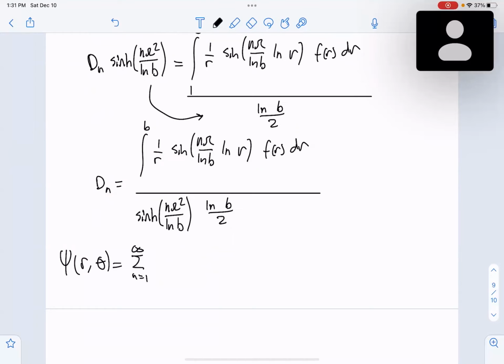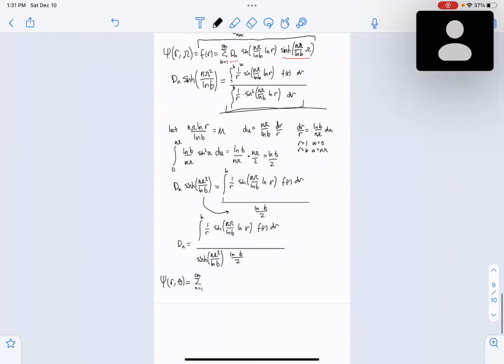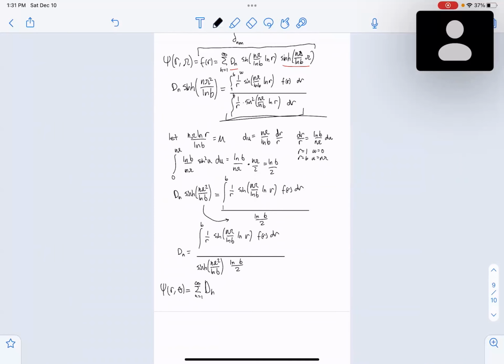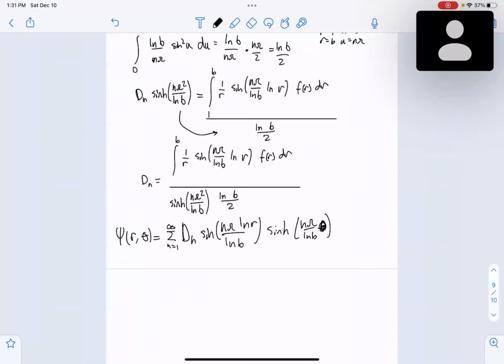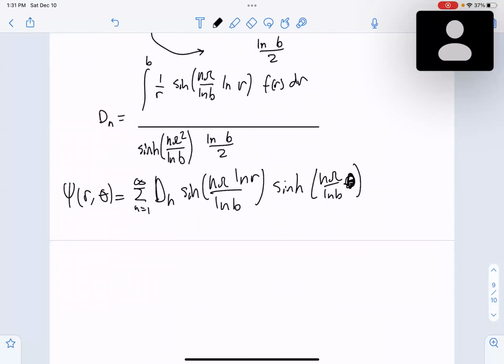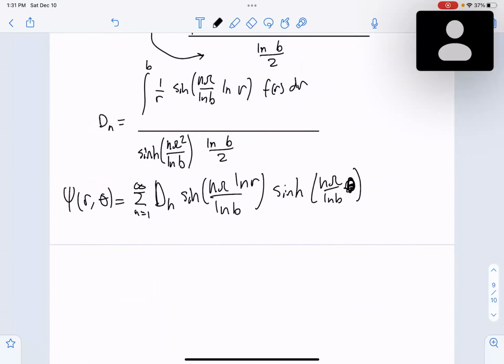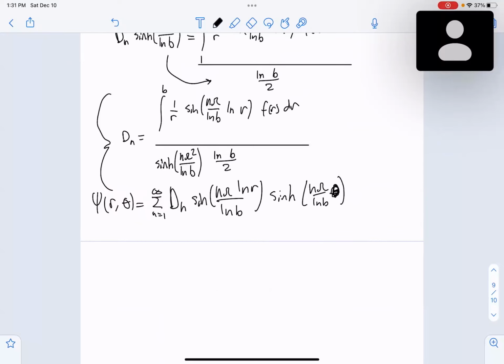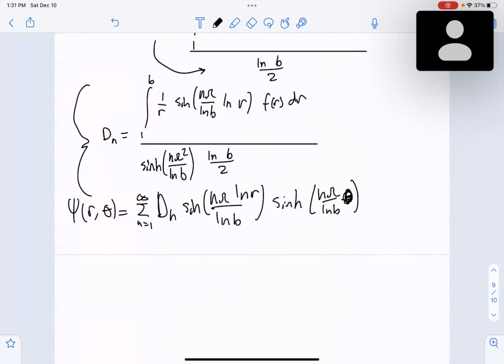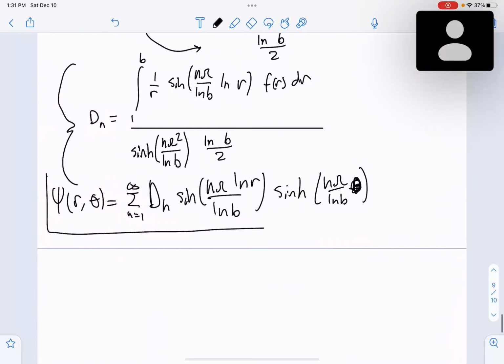The summation from n equals 1 to infinity of dn sine of n pi ln r over ln b times sinh of n pi over ln b times theta. Not my prettiest theta, but it'll do. And again, you can leave your answer separated like this as long as the coefficients are actually fully defined here. And that should be good to go. This should be 1 to b, not a blank integral. And that's your answer right here.